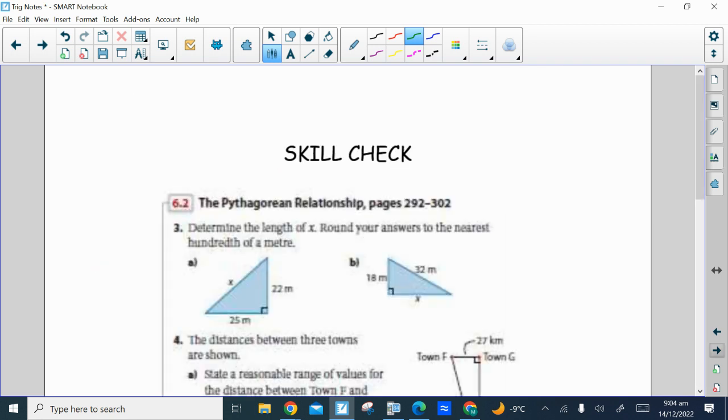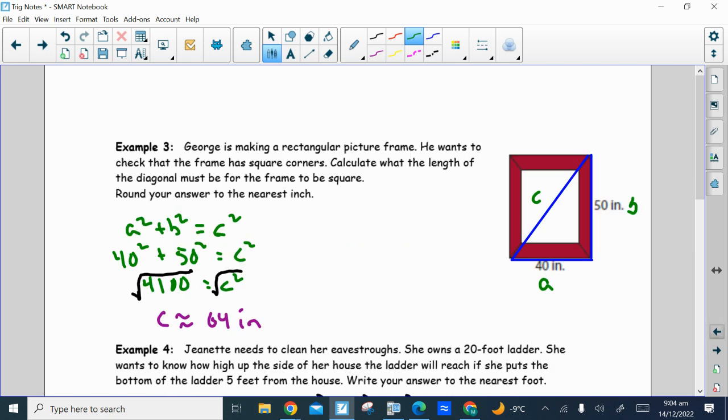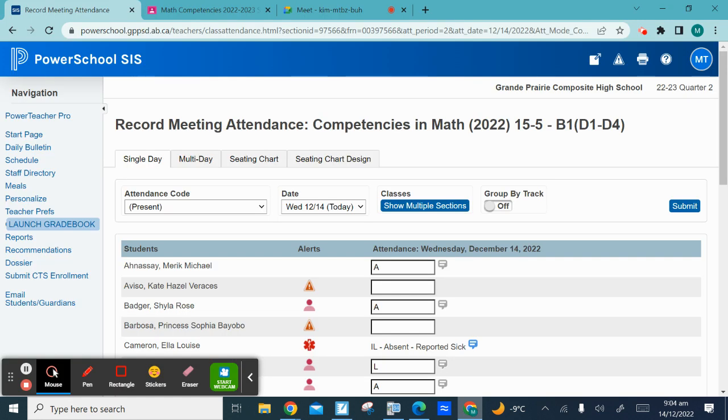Okay. So we'll stop there for now. I'll hand out the assignment for you to work on. The solutions will be posted on Google Classroom so that you can check your answers.